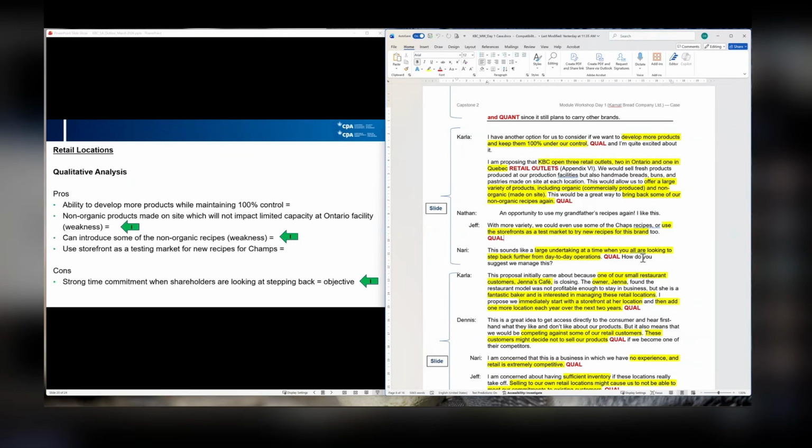A strong con is that there's a strong time commitment, and shareholders are looking at stepping back. So again, that's integration because that is misaligned with the objective that they want to achieve.